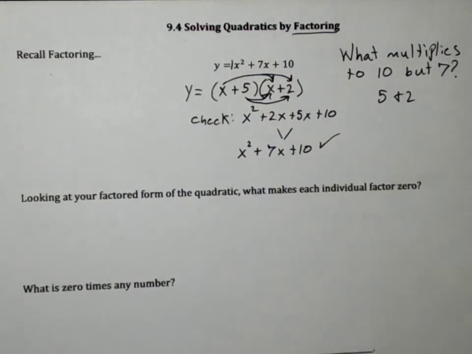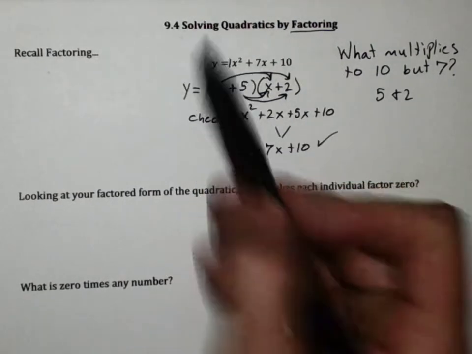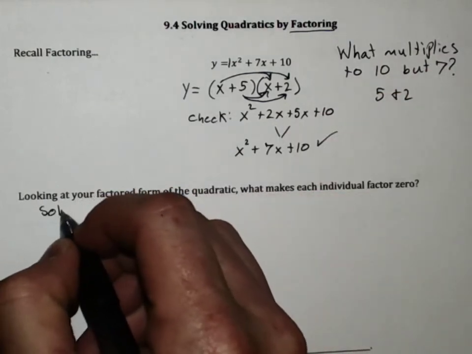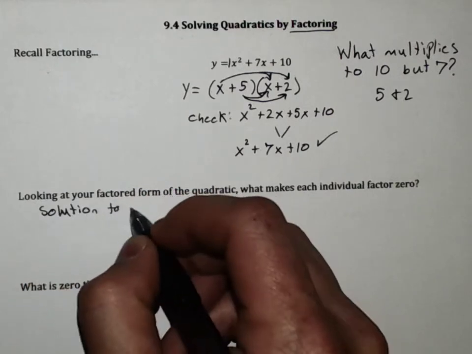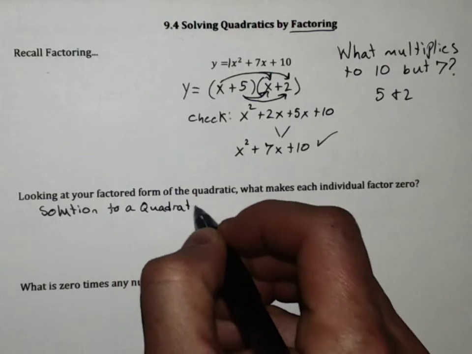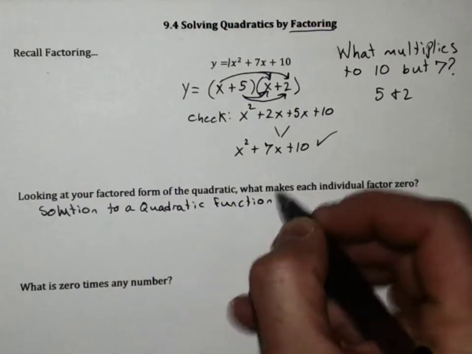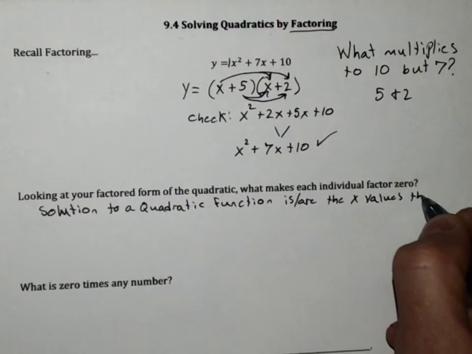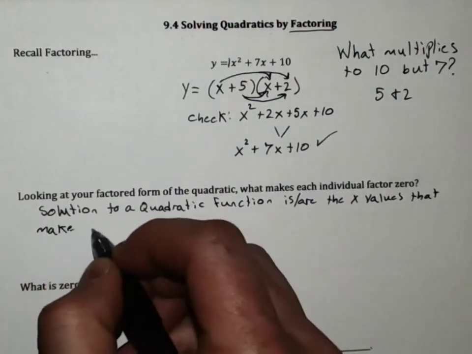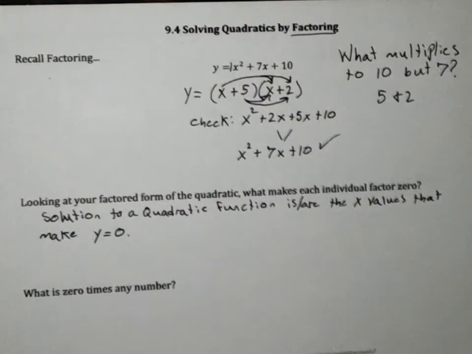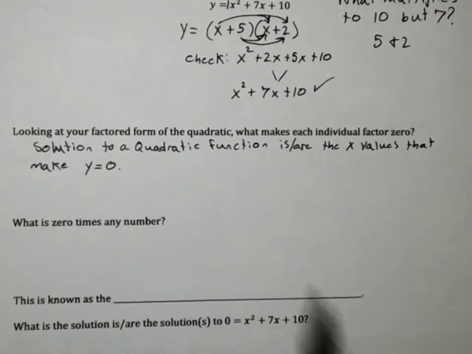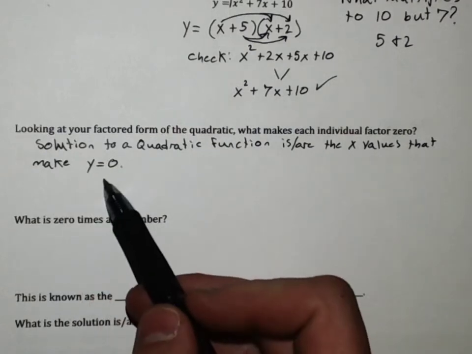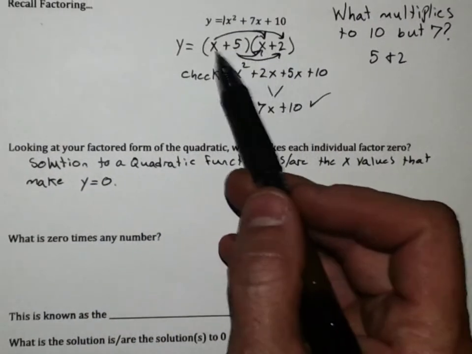So how does this connect with what we've been talking about with solving quadratics? If you remember back in 9.3, we learned that a solution to a quadratic function is or are the x values that make y equal 0. So in remembering that a solution to a quadratic function is or are the x values that make y equal 0, let's look back at our factored form up here.